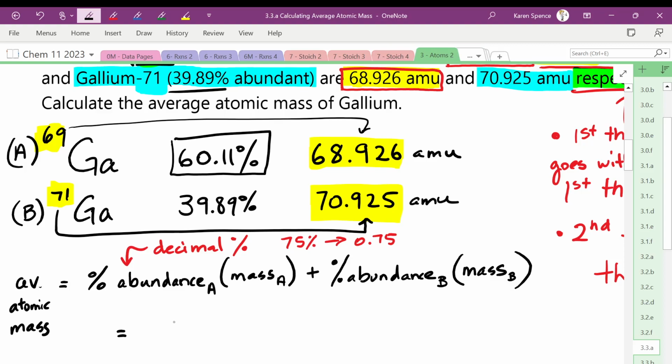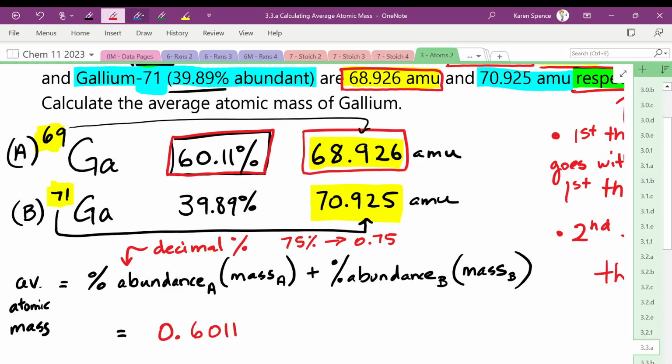So we're going to take our 60.11%. What would we write that as if we're writing it as a decimal percent? If we're taking our 60.11, it would become 0.6011. Okay, so that is our percent abundance. And now we need to multiply by the mass of A. Okay, and the mass of A is 68.926. Do I need a unit with that number? AMU. Okay, AMU.